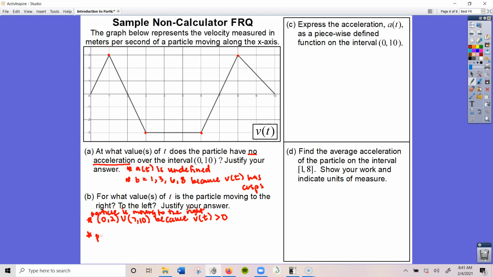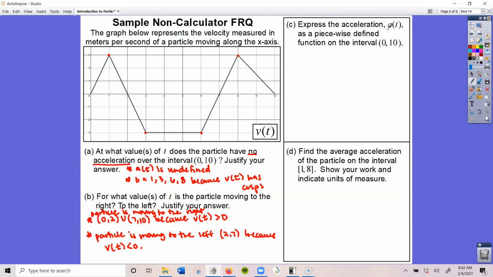Now, the particle is moving to the left whenever the velocity is less than 0. So we're looking at below the x-axis, and that's from 2 to 7. And we would say because v of t is less than 0.